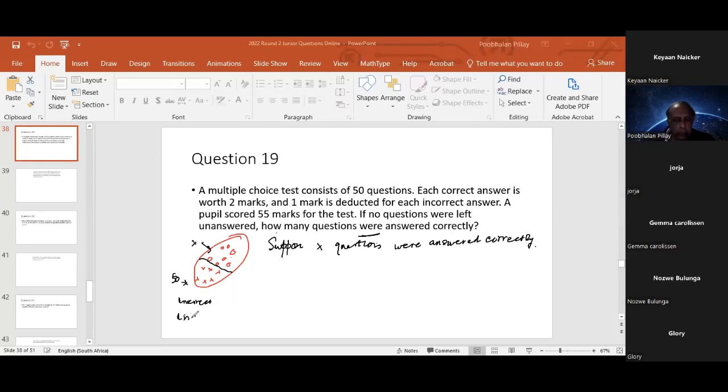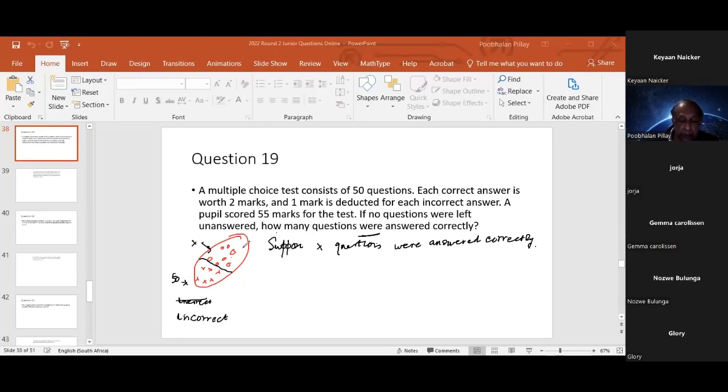That word hardly looks like incorrect. This word is not correct, and that's because it's incorrect. So I should rewrite it. Okay, so you got 50 altogether and you got X answered correctly, so there would have been 50 minus X which were answered incorrectly. Now we can calculate the total marks that he got. You know he scored 55 marks, so you got an equation.